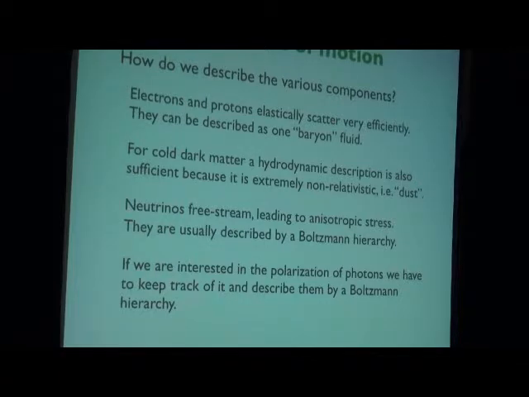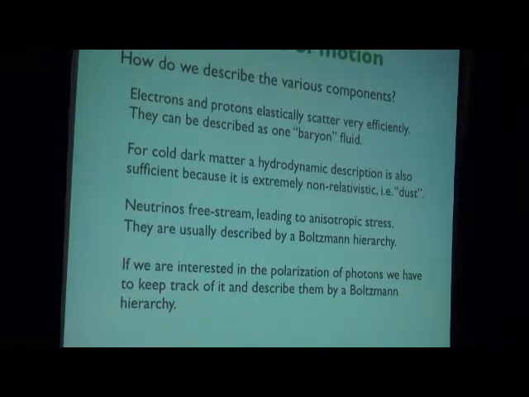For the neutrinos and photons, it gets more interesting because the neutrinos free stream, which means they have anisotropic stress, and so you typically describe them using a Boltzmann hierarchy. You don't have to actually use the Boltzmann hierarchy; you could solve the Boltzmann equation directly, but this is what's typically done in the code. So I'll briefly discuss this as well. And then if we're interested in the polarization of the photons, it's clear that we have to keep track of it and also describe the photons using a Boltzmann hierarchy.